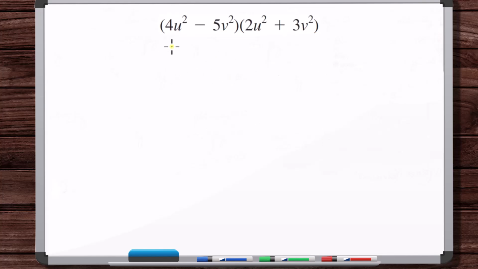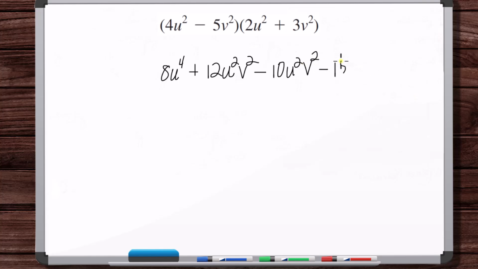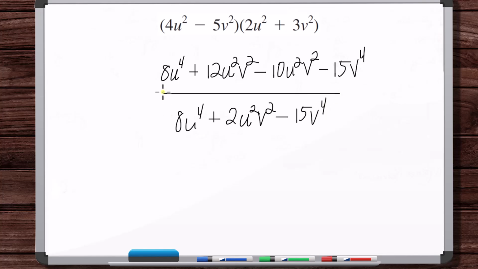Okay, let's see. 4u squared times 2u squared is 8u to the 4th. 4u squared times 3v squared is 12. Let's put the u first, like in alphabetical order. It's kind of how you think about doing it in general. Okay, minus, and then we've got 10u squared v squared, and then minus 15v to the 4th. Now, these are like terms. So we've got 12 minus 10 is 2. And there we go.